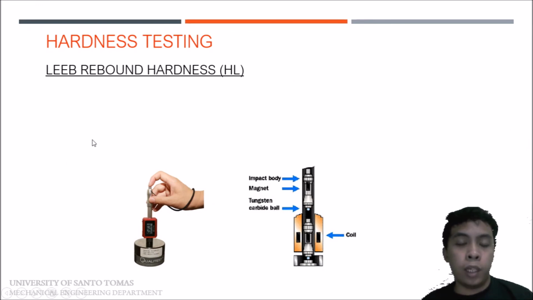So in the rebound hardness test, like I mentioned earlier, the difference between this and the first test, which is the indentation test, is that the indenter will be moved to the specimen by an impact. Because in the indentation process of hardness testing, you force it onto the material using compressive force. This one is by impact. So the rebound hardness test is designated by HL. So this is how it looks, no?